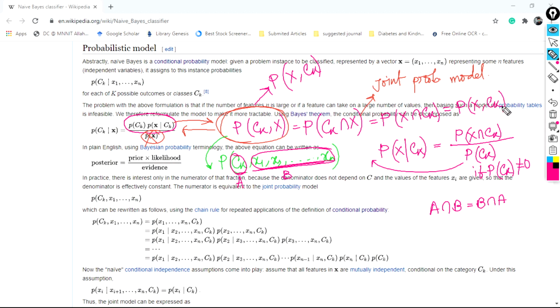Since both are the same thing, we are just using the simple chain rule, together with the definition of conditional probability. Now let's go to how we are using the chain rule in probability. Let's go to our notepad, and we will calculate it there.